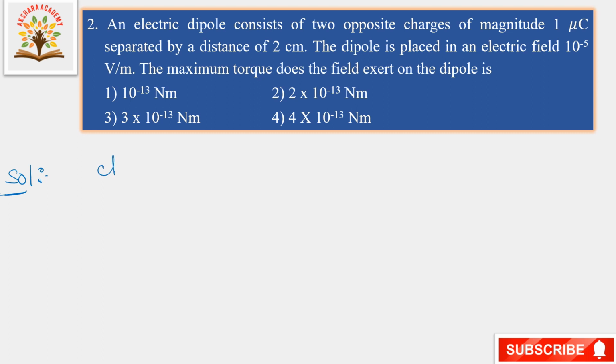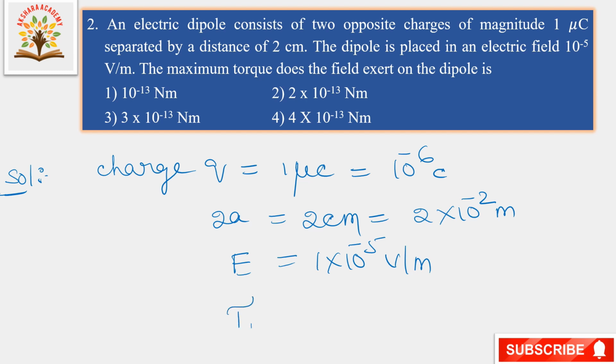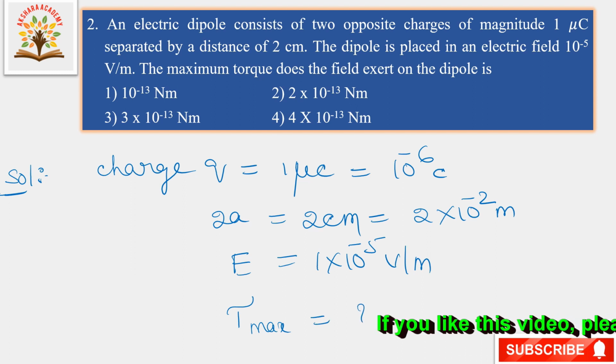Given charge Q is equal to 1 microcoulomb, that is equal to 10 to the power of minus 6 coulombs. Distance they have given as 2a is equal to 2 centimeters, that is equal to 2 into 10 to the power of minus 2 meters. And electric field they have given as 1 into 10 to the power of 5 volt per meter, and we have to calculate the maximum torque. So tau maximum is equal to question mark.